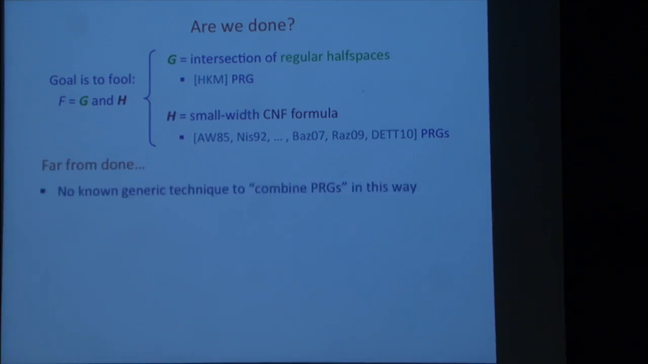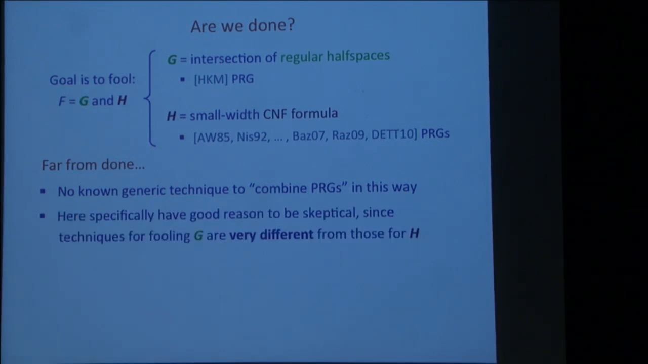Well, unfortunately, we're not done yet. One reason we're not done is that there isn't generic technology for composing PRGs in a nice way. If you have a PRG which fools a class of functions G and a PRG which fools a class of functions H, we don't know of generic techniques for saying, oh, by combining the PRGs, I get a PRG which fools G and H. It just doesn't work that way. So that's one obstacle. We've got to actually do something.